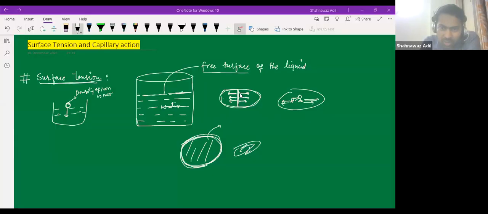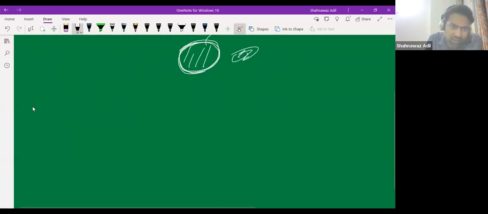So the surface tension is the property by which the free surface feels like a stretched membrane, right? You have this leather and you stretch that leather, you have this balloon and you stretch this balloon. So the free surface of this liquid will feel the same. That is the idea of surface tension.